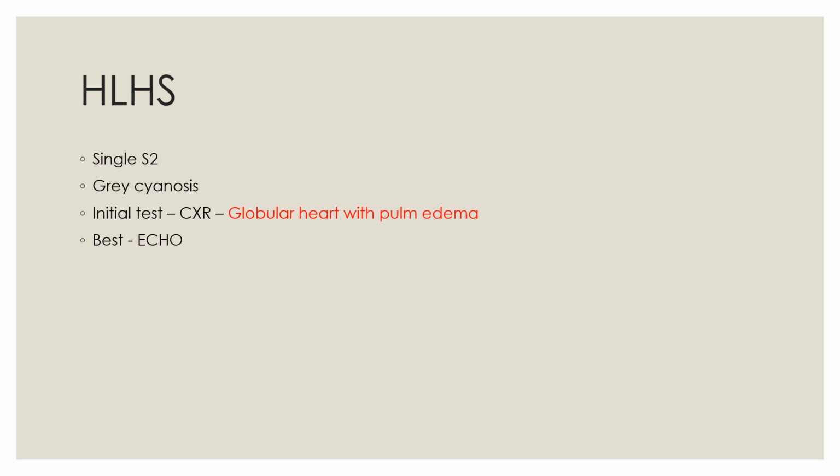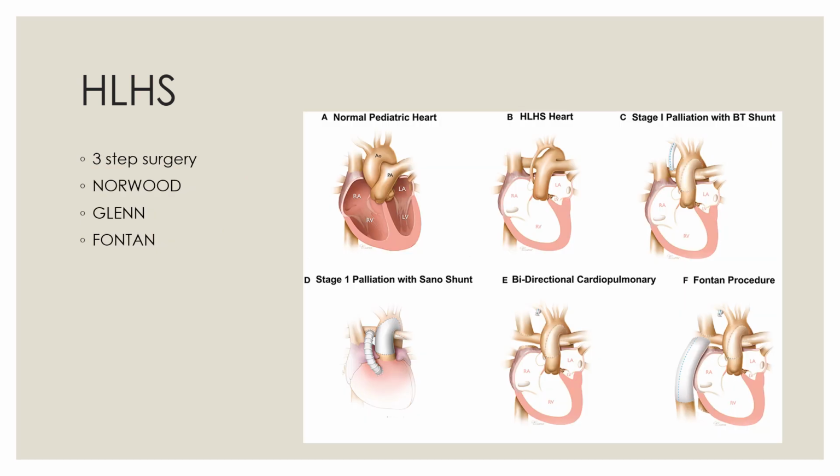Now, hypoplastic left heart syndrome. Therein you have a single S2. There is gray cyanosis. It is less blue and more gray. Initial test is chest X-ray. You can see a globular heart with pulmonary edema. Best diagnosis is echo. It is a 3-step surgery with procedures named Norwood, Glenn, and Fontan. Okay, this is the hypoplastic left heart syndrome.